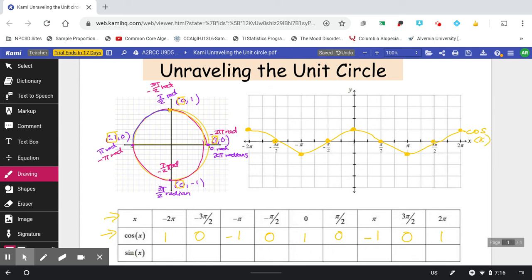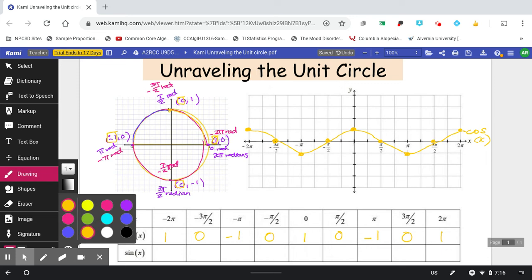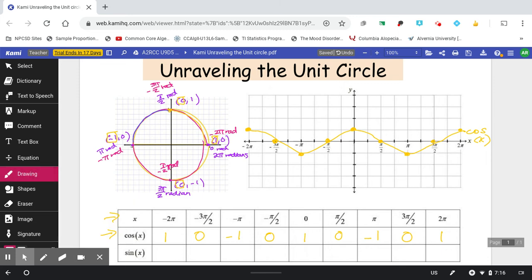So now we're going to do the same thing, but this time we're going to do it for the sine. So at negative 2 pi, now I'm looking at my y coordinate, which is 0. And then going around counterclockwise, 1, and then 0, and then negative 1, and then 0, and then 1 again, and then 0, and then negative 1, and then I'm back to 0.